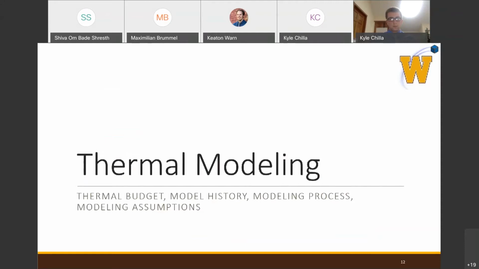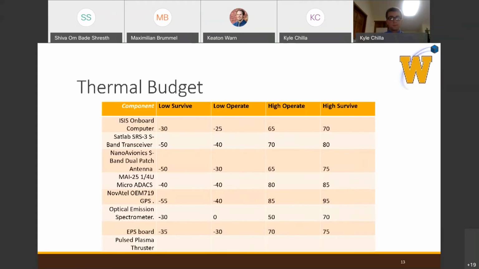In this section, we will talk about the thermal modeling process, the thermal budget we had to work with, and the assumptions made in model design. The thermal budget outlines the environment each component can survive in, and also their operating conditions. These numbers drive the requirements for thermal control system design. Our low-end survival condition is negative 30 degrees Celsius with a high of 70 Celsius, and our low-end operating condition is 0 Celsius and a high is 50. And as you can see, that's driven by the optical emission spectrometer.